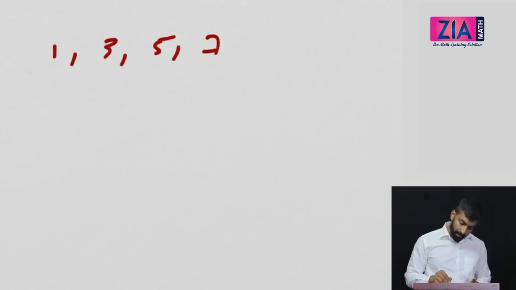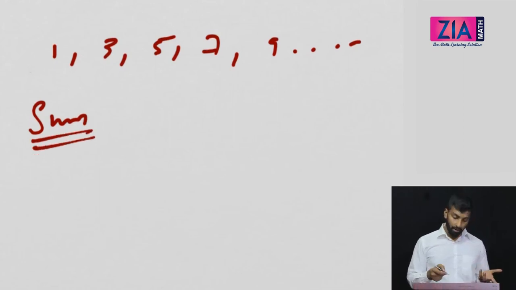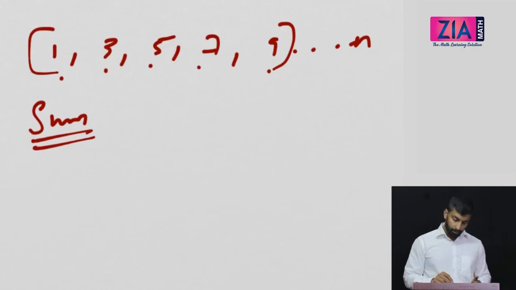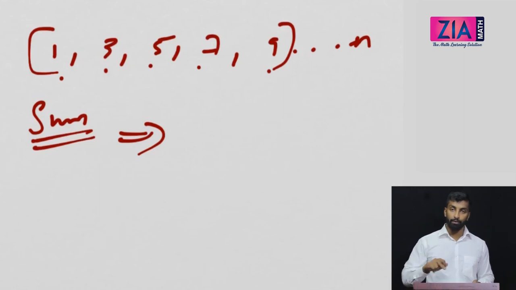Otherwise, you'll get questions like 1, 3, 5, 7, 9, etc. Find sum. This is an AP with a common difference 2 starting with 1 and it is going on. You may get the nth term also, not a problem. Assume that you have 5 terms. So if you need to find sum, this is nothing but odd numbers. Sum of first n odd numbers. That's what the question is. Your answer will be n square.